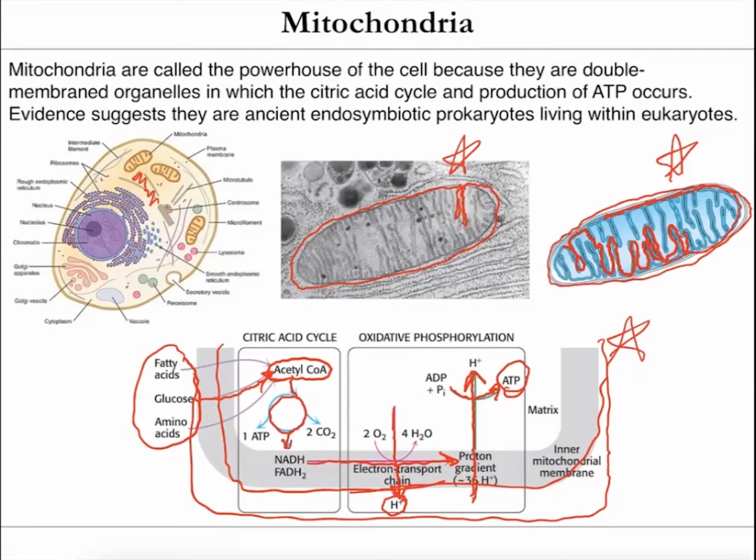Mitochondria are also really cool because they actually resemble prokaryotic cells, and there's a lot of evidence that suggests that they are an ancient endosymbiotic prokaryote that basically lives within eukaryotes. And now eukaryotic cells basically can't live without mitochondria, and mitochondria can't live without eukaryotic cells. So these are really cool organelles that are really important for your cell's function.